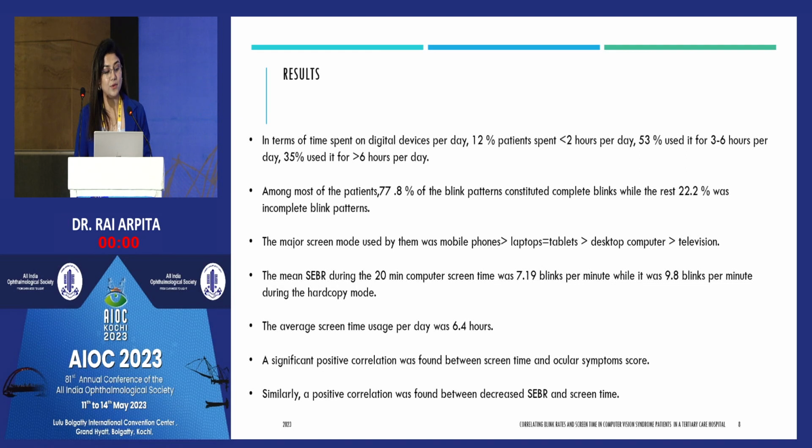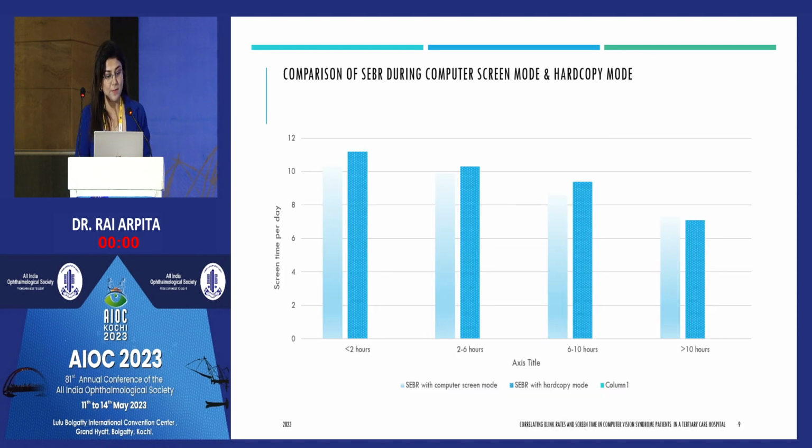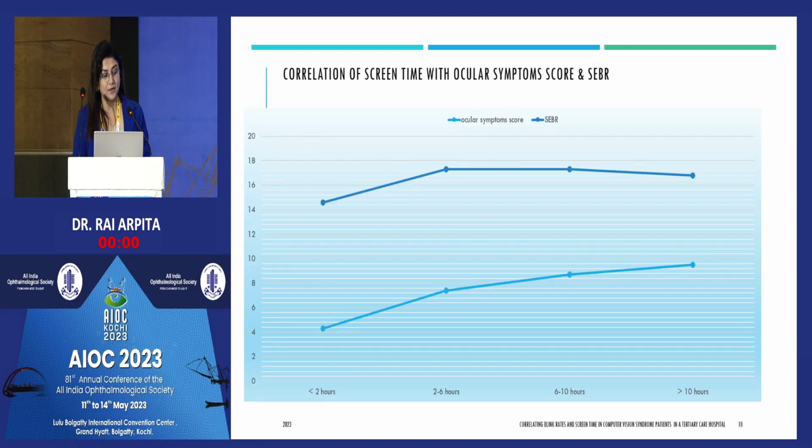In our results, we found that in terms of time spent on digital devices per day, 12% of the patients spent approximately less than 2 hours per day, 53% of the patients used screens for approximately 3 to 6 hours per day, and 35% used them for greater than 6 hours per day. This comparison showed that as the screen time increases, the blink rate comparatively reduces when compared between the screen mode and the hard copy mode. And this shows that as the screen time increases, the patient comparatively experiences more ocular symptoms.